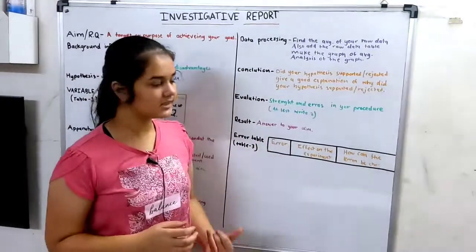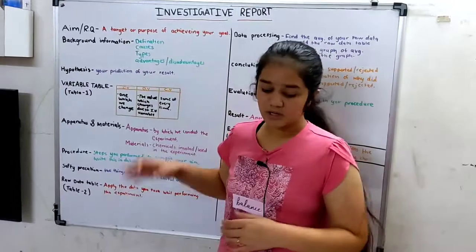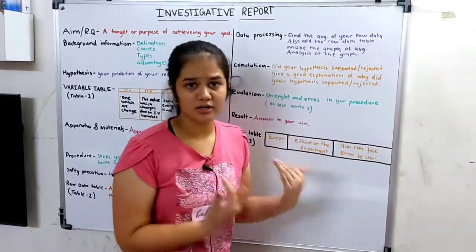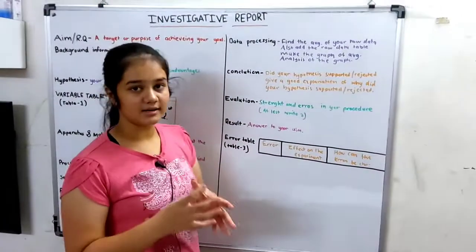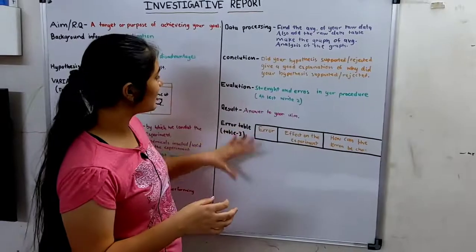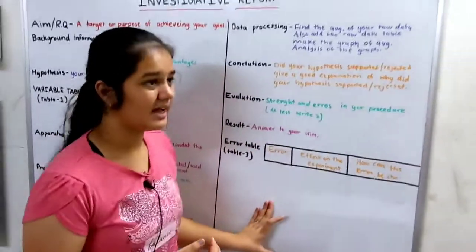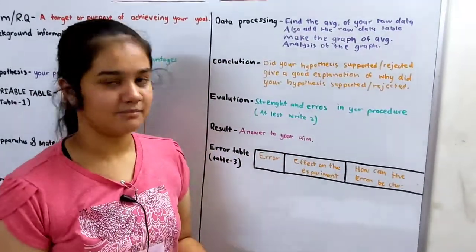Then you write your results, the answer to your aim. The result is basically your aim. You give an answer that says what you were finding and whether you got that or not. And at last you add your error table. The error table can also be added after evaluation. It's not compulsory to add it after the results, but it helps you to complete that table properly.